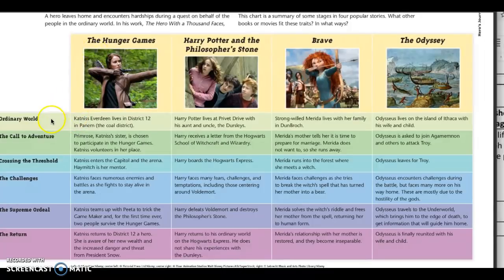In the Hunger Games, the ordinary world starts off with Katniss Everdeen living in District 12 in Panem. Meanwhile, Harry Potter lives at Privet Drive with his nasty aunt and uncle, the Dursleys. And way over here in ancient Greece, the ordinary world, Odysseus lives on the island of Ithaca with his wife and child. So this is one example of how you could set up a story map using the hero's journey. Let's take a look at another one.